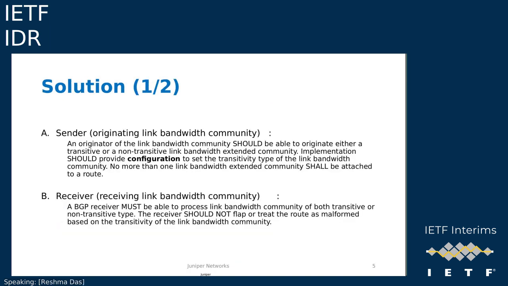So what is a solution? How are we going to carry and interop transitive and non-transitive link bandwidth community? What we have suggested is that the sender should be able to originate both transitive as well as non-transitive link bandwidth community, and the implementation should provide a configuration to set the transitivity type. As in the current IDR draft, we recommend that no more than one link bandwidth community shall be attached to the route. And a receiver must be able to receive both the transitive as well as non-transitive link bandwidth community. The receiver should not flap or treat the route as malformed based on the transitivity of the link bandwidth community.